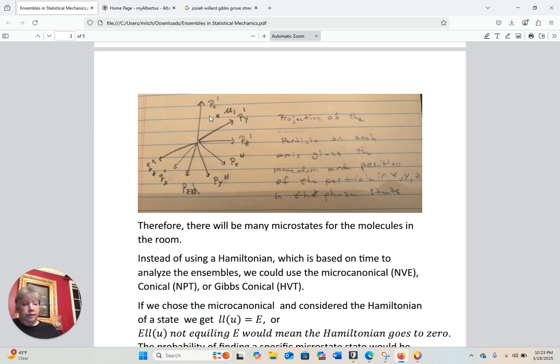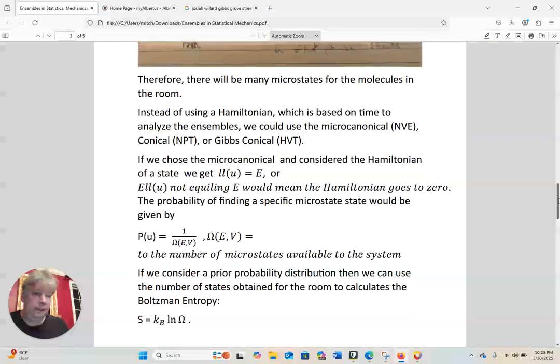Now, generally, to analyze this, we would not use a Hamiltonian with time, but we would still use a Hamiltonian. And what we would get here is that L of the microstate is going to be equal to the energy. But there is another probability that can occur, that the microstates will have a specific energy E, such that we're dealing with NVE. Or that Hamiltonian will not equal E, and in that case we'd consider the energy equal to 0 for the Hamiltonian.